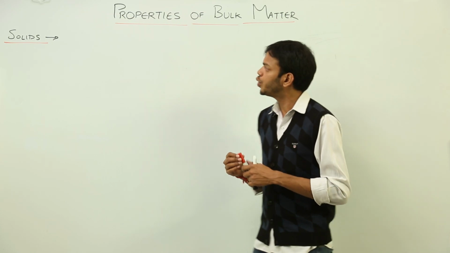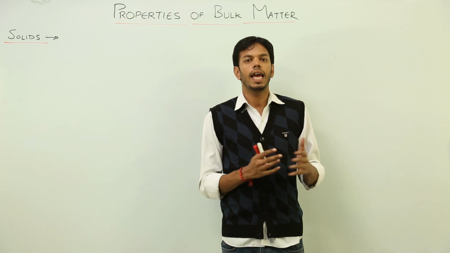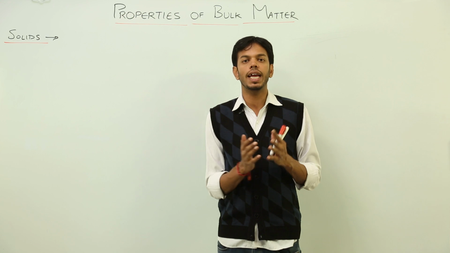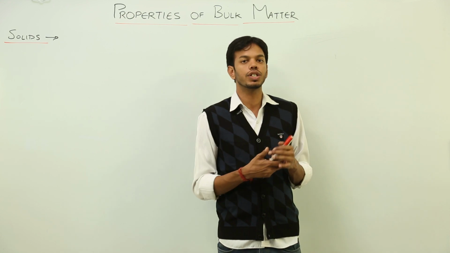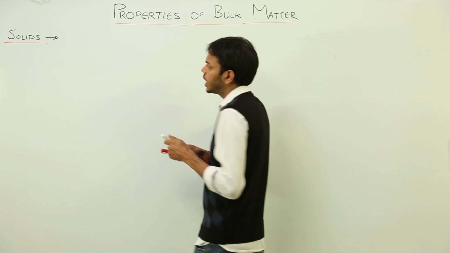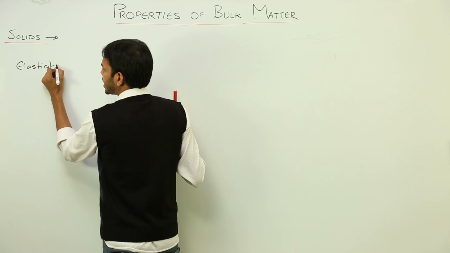Now we are starting the new unit, that is properties of bulk matter, in which we are going to study about solids and liquids and their various physical properties. If we are talking about solids, there could be a number of different physical classifications, but this chapter is actually inclined toward one topic which is called elasticity. So what exactly is elasticity?